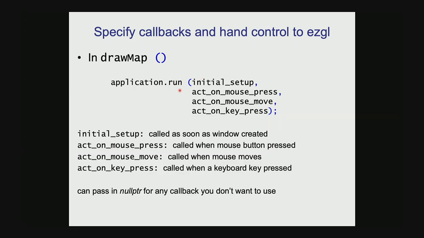So ECE297 run function accepts 4 different kinds of callback functions. The first one is called initial setup, and this is called as soon as your window is created. So it's only called once at the beginning, once you launch application.run. And inside it, you can define extra graphics things that are not covered in the main.ui, for example.